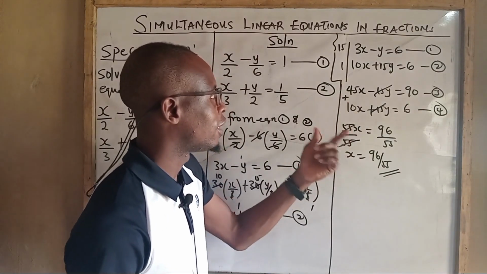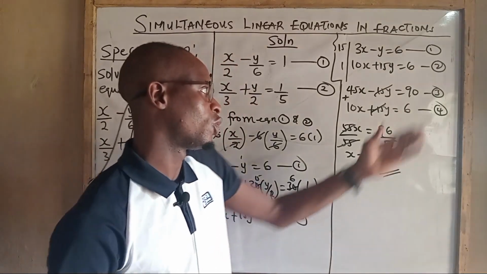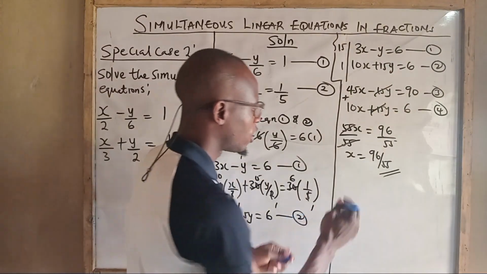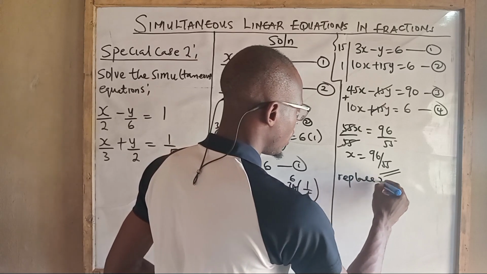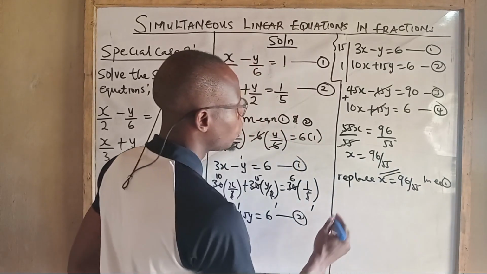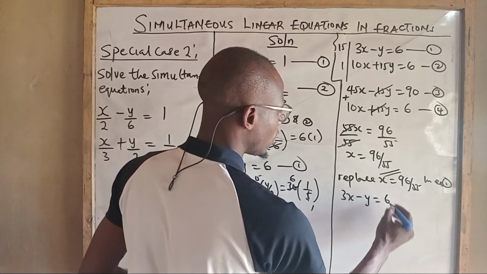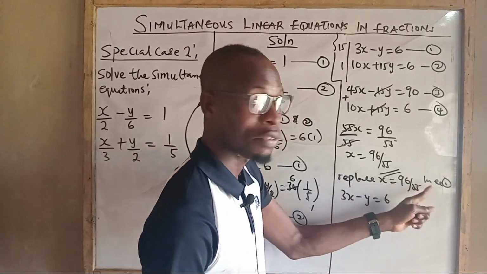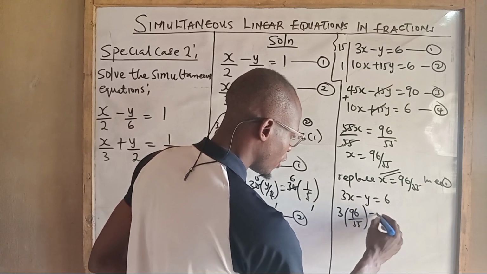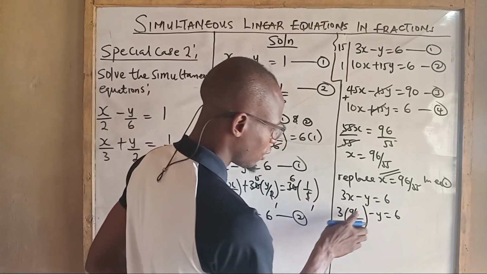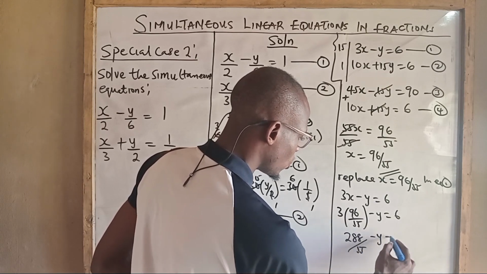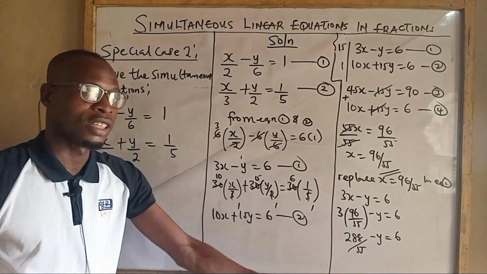We have to replace it back in any of the two equations, either equation 1 or equation 2, or even equations 3 and 4. But I always advise you replace it back in the original equation given to you. So let's use equation 1 now. Replace x equals 96 over 55 in equation 1, which is 3x minus y equals 6. So anywhere we see x now, we put 96 over 55. So I will have 3 bracket 96 over 55 minus y equals 6. If you multiply this, 3 times 96 gives us 288 over 55 minus y equals 6.